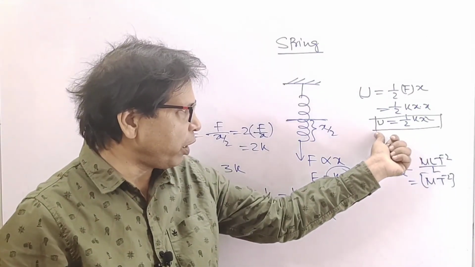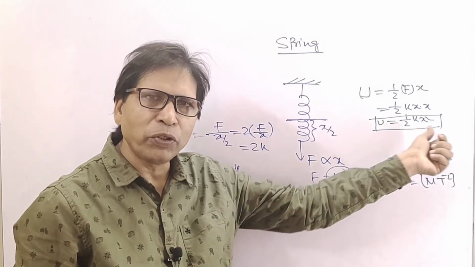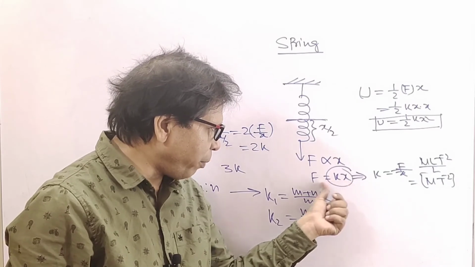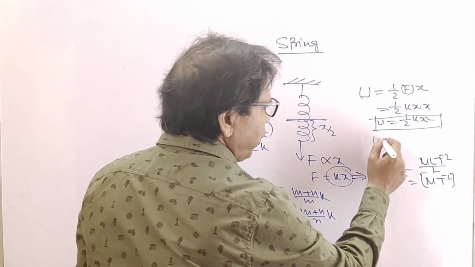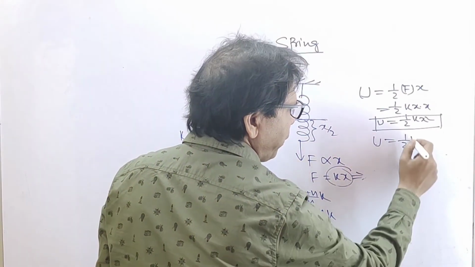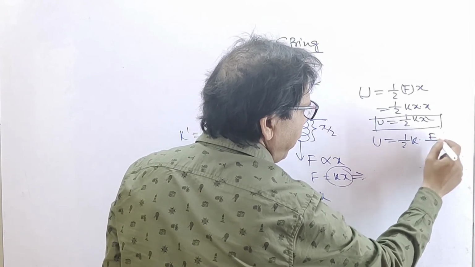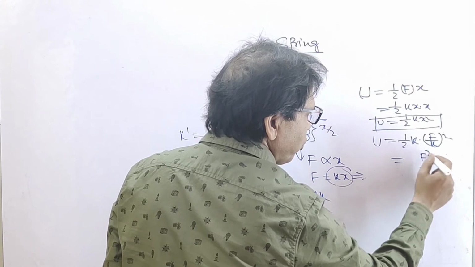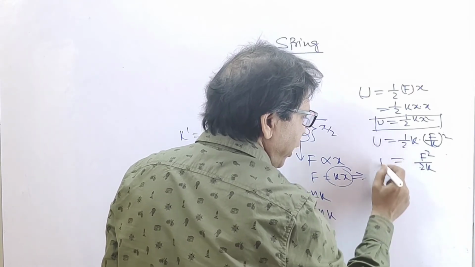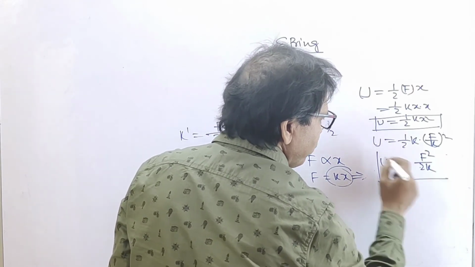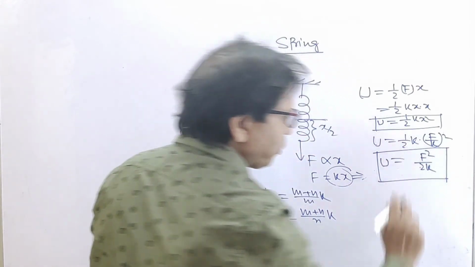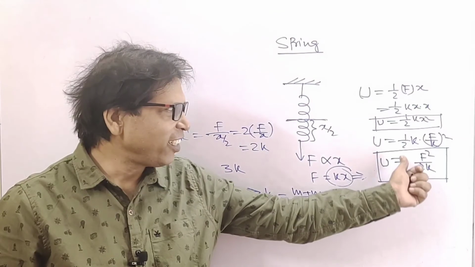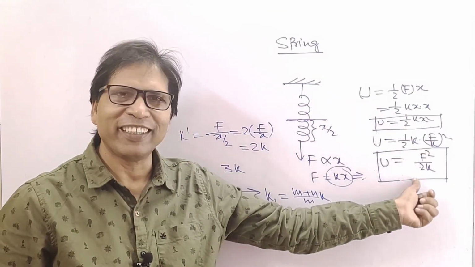Now energy can be expressed in terms of force applied. If we replace x equal to F by k, look at this, U equal to half k into (F by k) whole square. So look at this, this is F square by 2k. This is another expression for energy stored in the spring. Okay, now a numerical related to these two expressions.